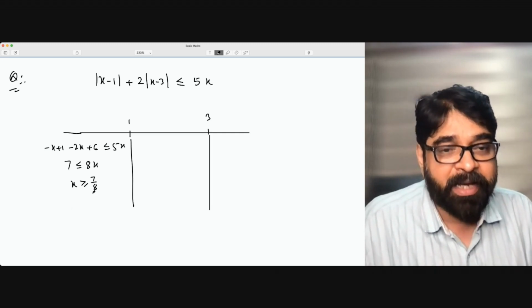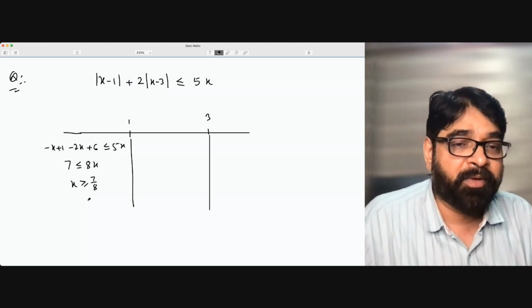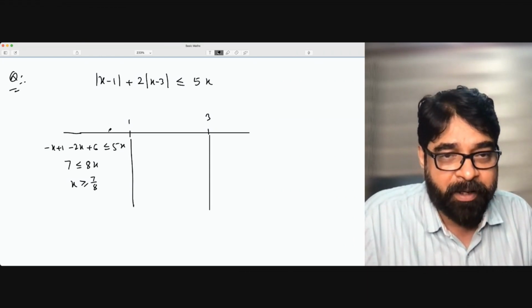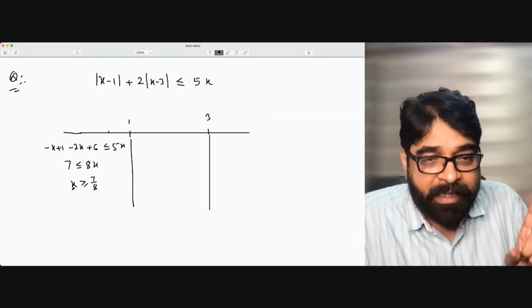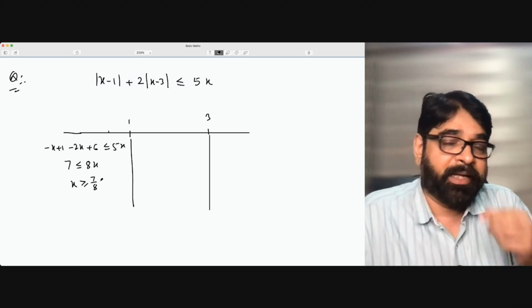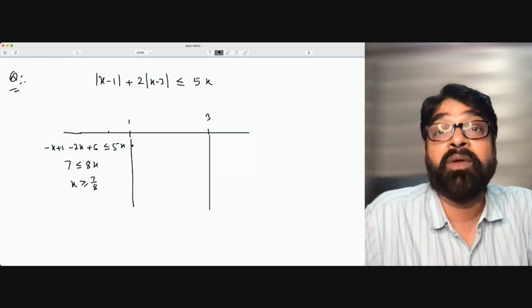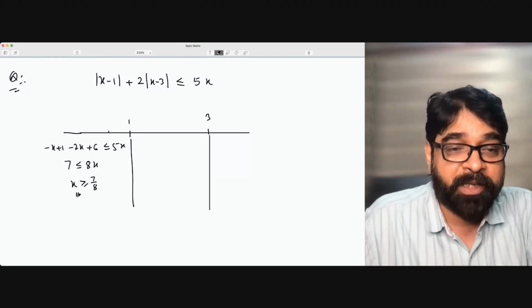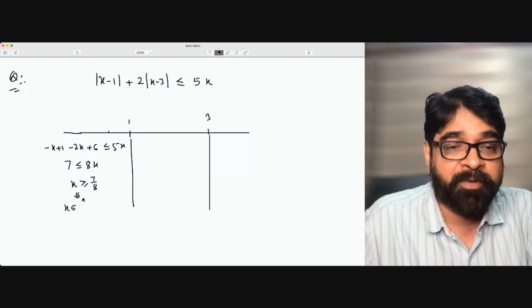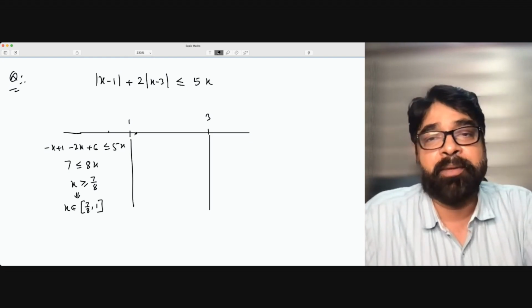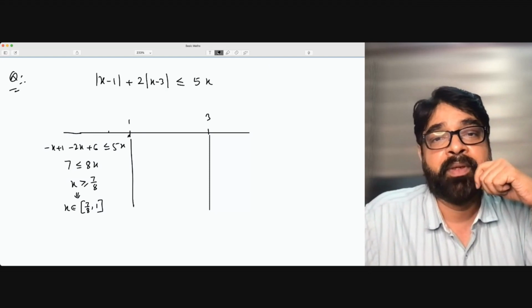Yes. Is 7 by 8 a quantity less than 1 or greater than 1? Less than 1. Where is 7 by 8? 7 by 8 will be somewhere here. It is saying x is greater than or equal to 7 by 8, but I can go up to 1 only because my boundary is 1 only. So this will give you x belongs to 7 by 8 closed to 1 closed. 1 you can include at any moment, it doesn't matter.